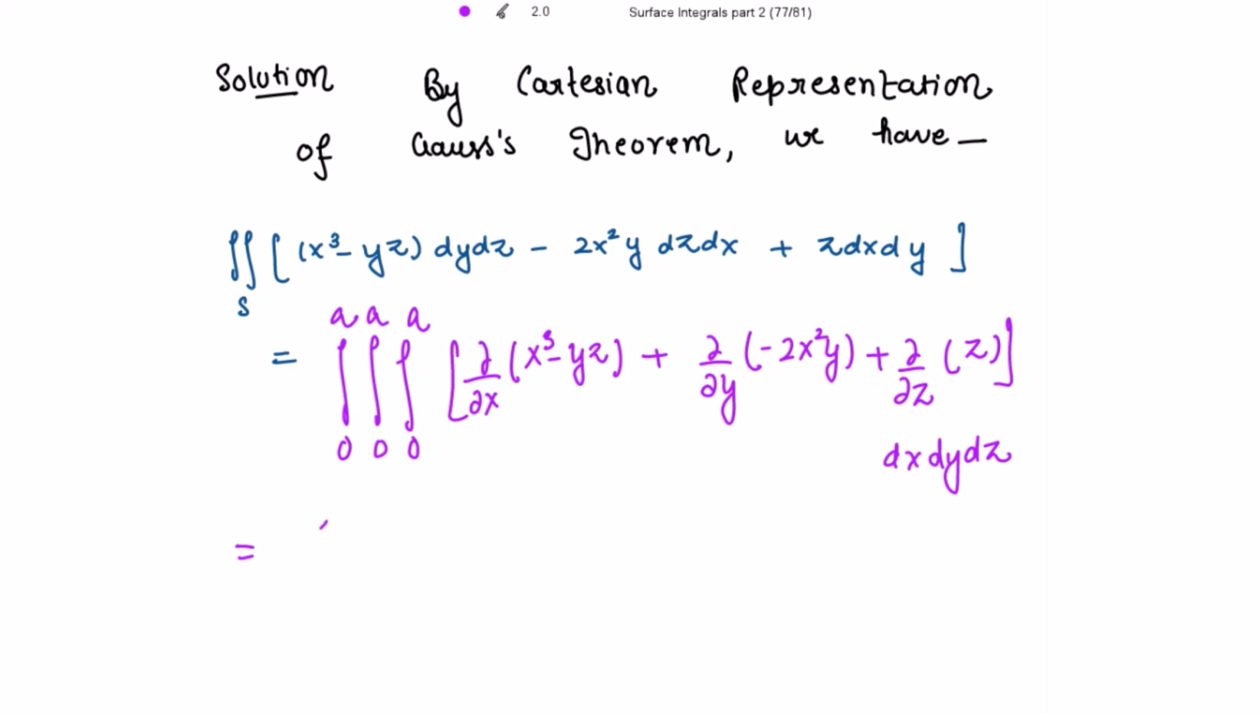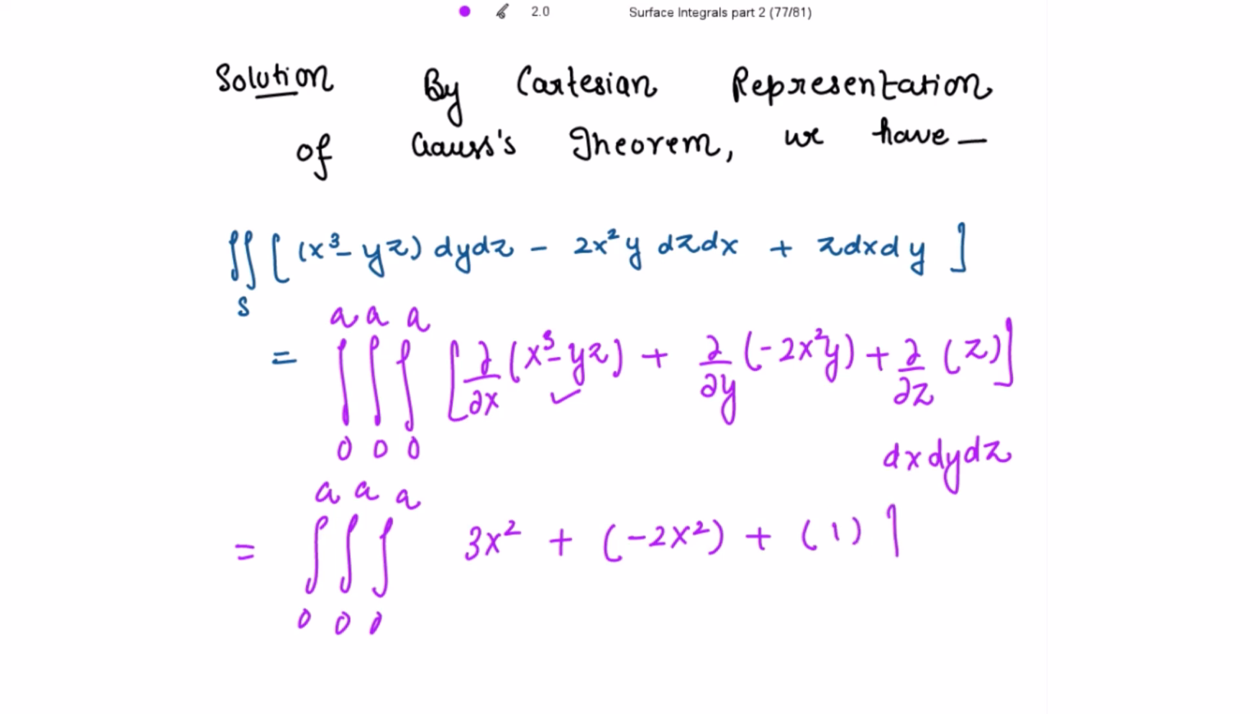Okay. So this is equal to the volume integral of, differentiating this with respect to x, we get 3x², plus differentiating the second component with respect to y, we get minus 2x², plus differentiating the third component with respect to z, it is 1, dx, dy, dz. 3x² minus 2x² is x², plus 1. So this becomes (1 plus x²) dx, dy, dz.